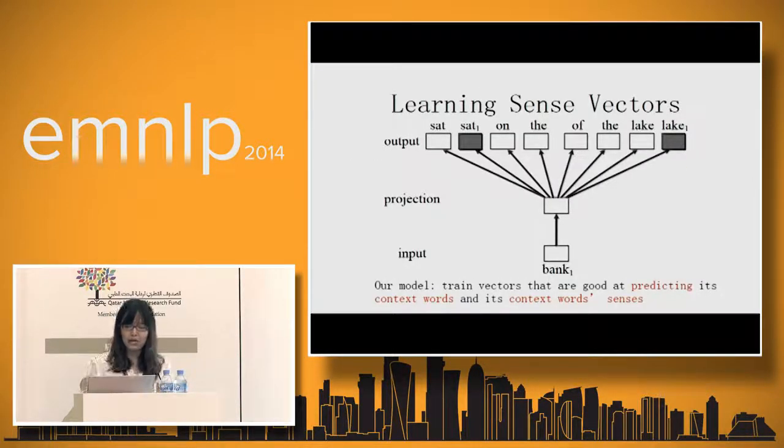Now, we have collected the sense information for each sentence. So we can modify the skip-gram model slightly, and we need to train word vectors that are both good at predicting its context words and its contextual word sense. So here, given the word sense bank one, we want to predict its context, the side of the lake. We also want to know what the word sense is. We want to know the side with its sense one and the lake with its sense one.